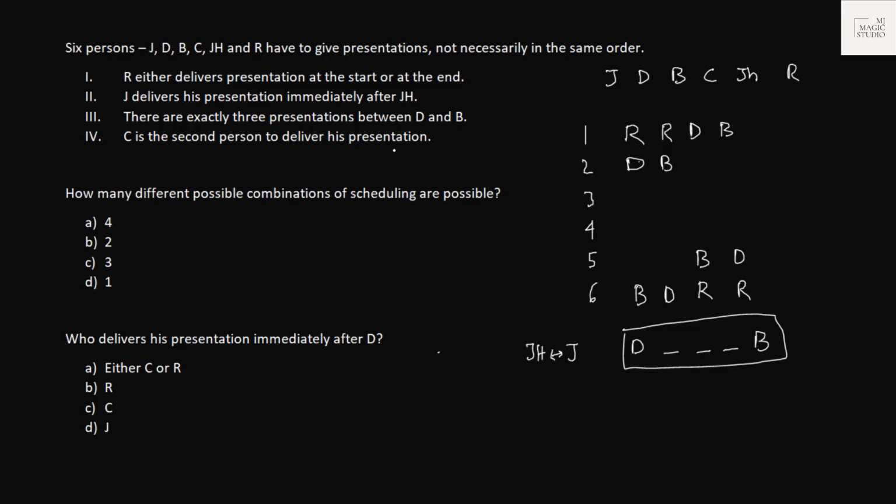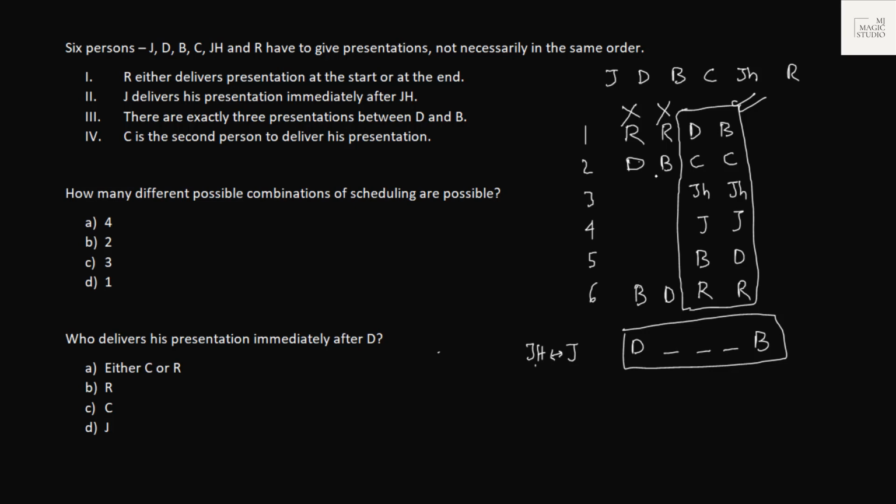C is the second person to deliver his presentation. Now that means these 2 options are gone because the second position is already packed up. C is in the second position. I'll put C here. Now J delivers presentation immediately after JH. It should be JHJ. So we can have here JHJ or here also JHJ. So with the given information, we can have these 2 sets of combinations ready. R is delivering at the end, J immediately after JH, done. Exactly 3 between D and B. D and B are 3, D and B are 3. C is the second one. Bingo. Now we look out for the questions.